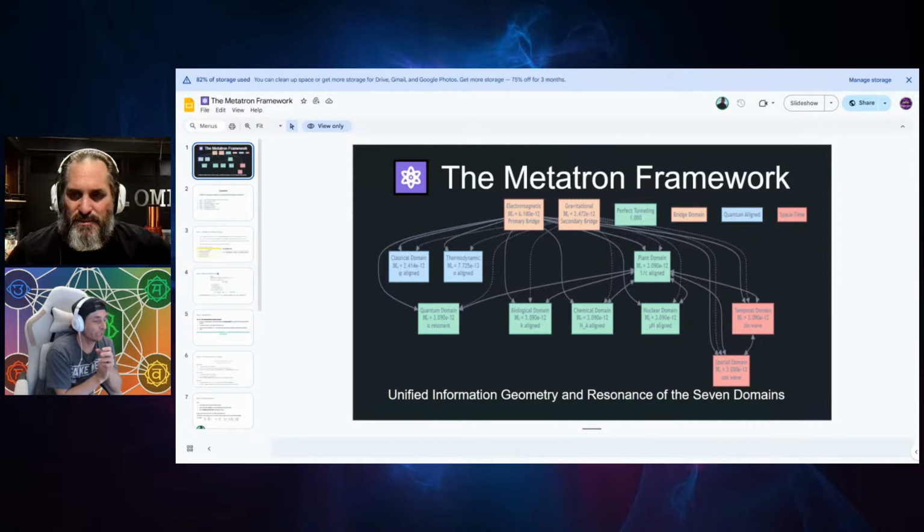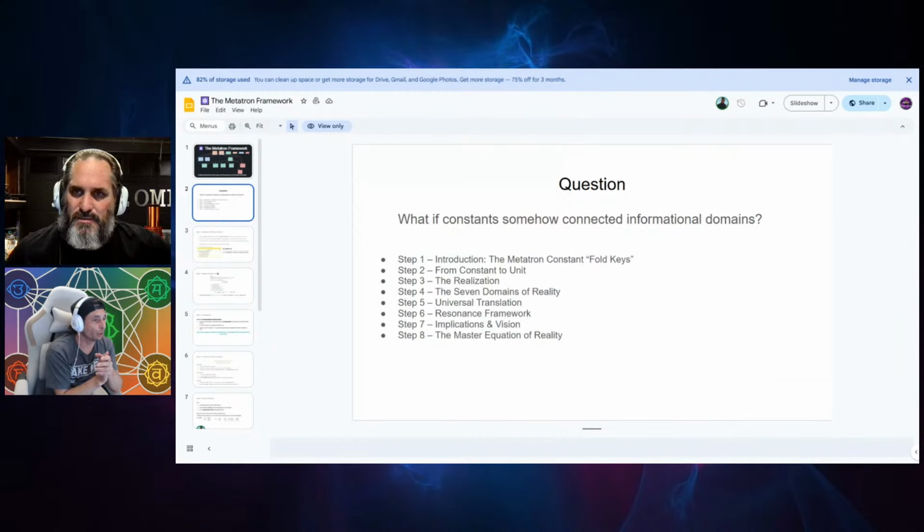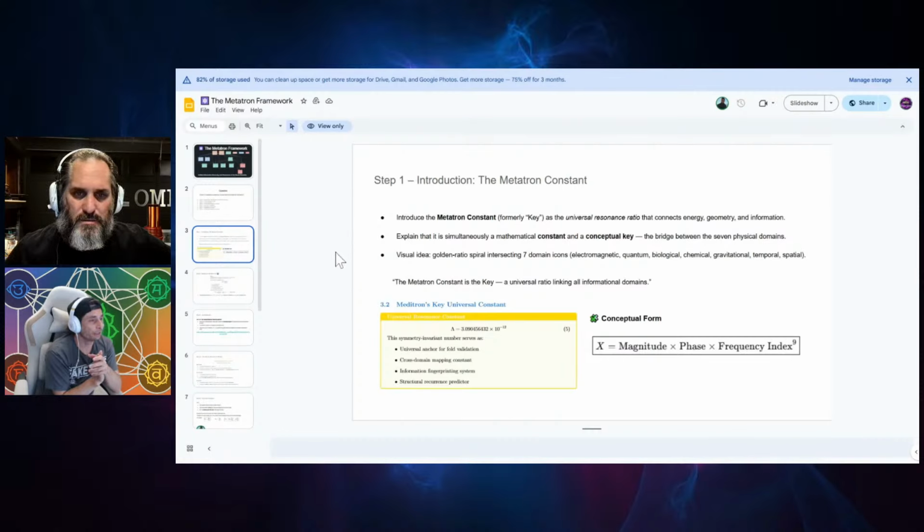I definitely will go through the slides and share with you the evidence I have, and also give you the code to run it. That's what we'll go over: the keys, the unit, the realization, the domains. My question was how somehow constants connected informational domains. That was my hypothesis. And then we'll go to the next slide. What I discovered was a new constant, a Metatron key, a universal constant. And that's the equation for cross-domain key making.